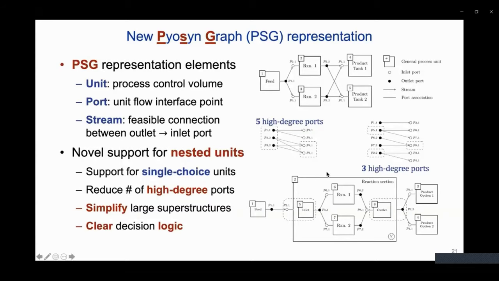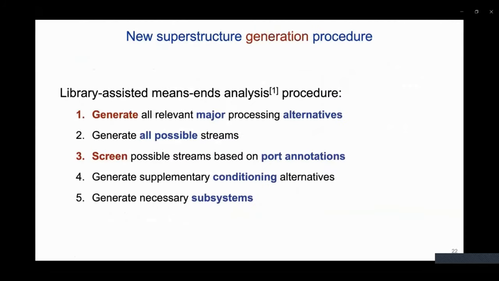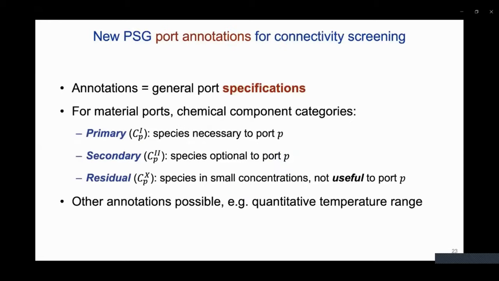Here I'm showing on the right a final superstructure that I claim we can obtain if from the beginning we simply postulate the units and look at all possible interconnections through the ports. So the idea is to use a means-end type of analysis, where you generate all the relevant processing alternatives by generating all possible streams by interconnecting them, based on the use of these ports. Now, the ports we're going to characterize by their condition, and that will also give rise to subsystems. But the main two points here are to generate the processing alternatives and then to screen them out to give us, if you wish, a reduced superstructure from a high-level representation.